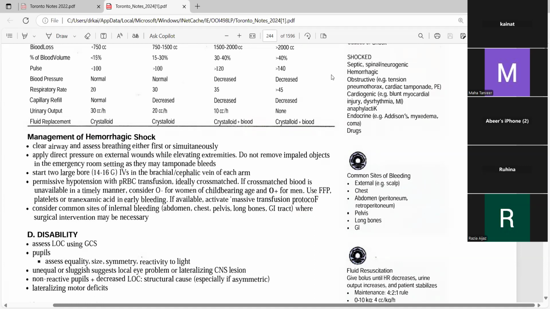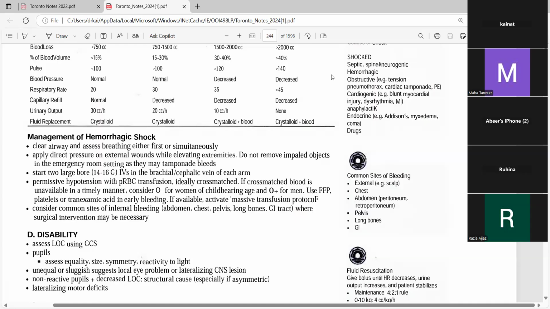Which ones are those? Basically abdomen, chest, pelvis, long bones, and GI. This is also important; they can ask in the MCQs where surgical intervention may be needed, in which cases you are going to call the surgical department, okay? Common sites of bleeding are basically external, chest, abdomen, pelvis, long bones, GI.